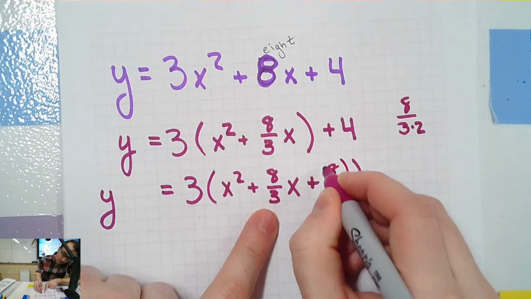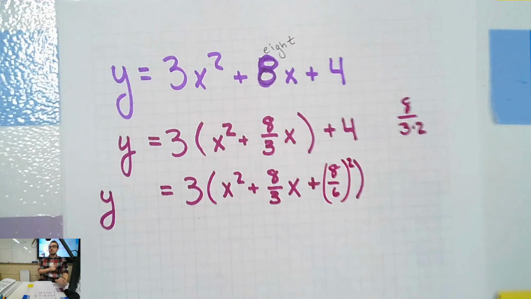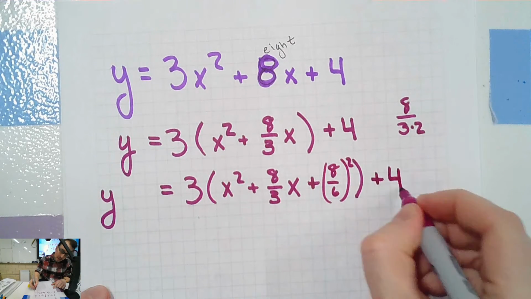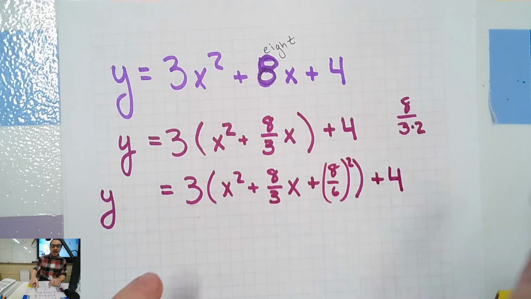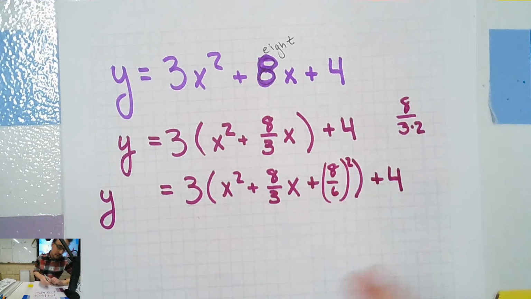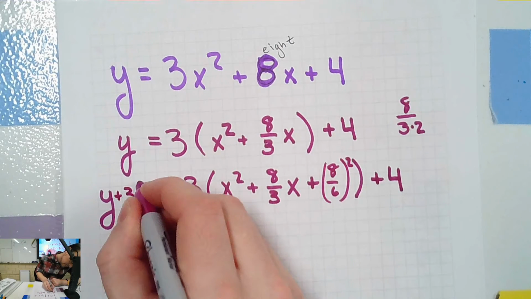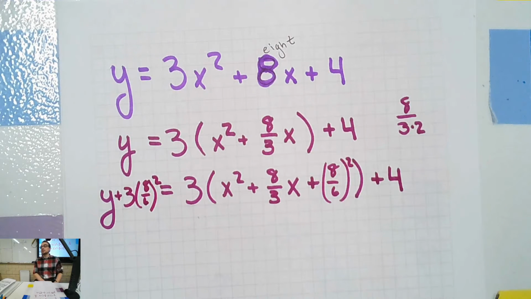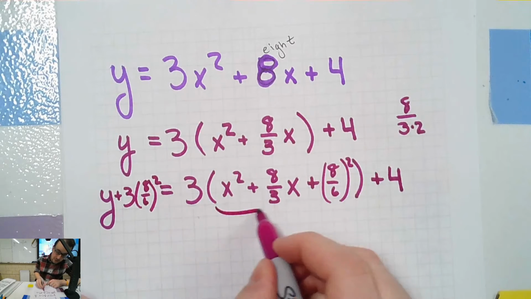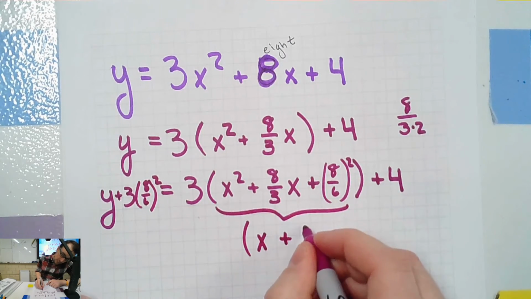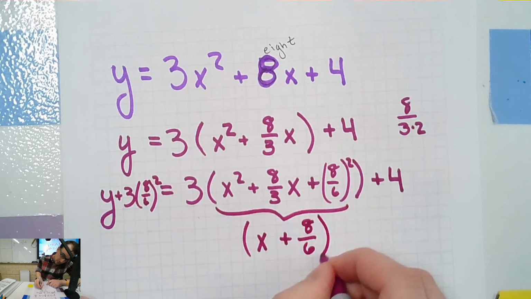And of course we square it, right? We cool with that? Now, when we do it to the other side, we didn't just add 8 over 6 squared. We added 8 over 6 squared times 3, right? Cool? And now it's balanced. This is a perfect square because that's why we did it. And that perfect square will be x plus 8 over 6 squared.